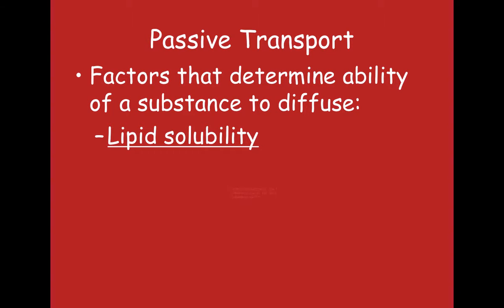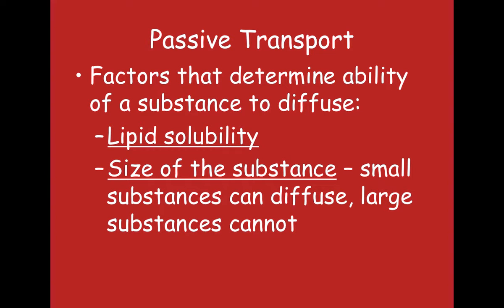The bigger thing that plays a role is the size of the substance. So things that are small are able to diffuse, whereas things that are large cannot. So if you think to your diffusion lab that you did with your model cell, the glucose was small, so it was able to diffuse out of the little model cell, whereas the starch was large and it could not.